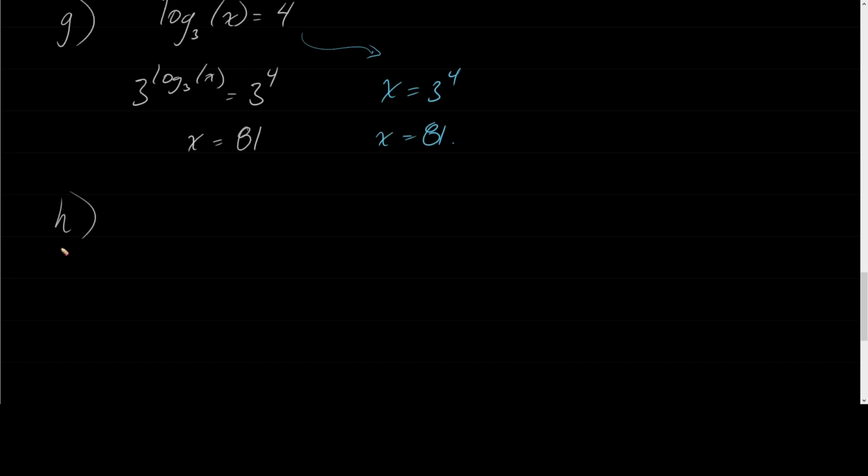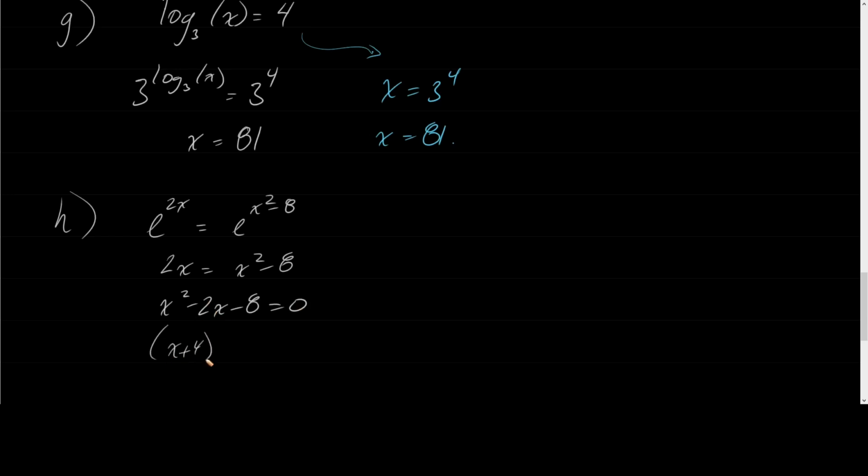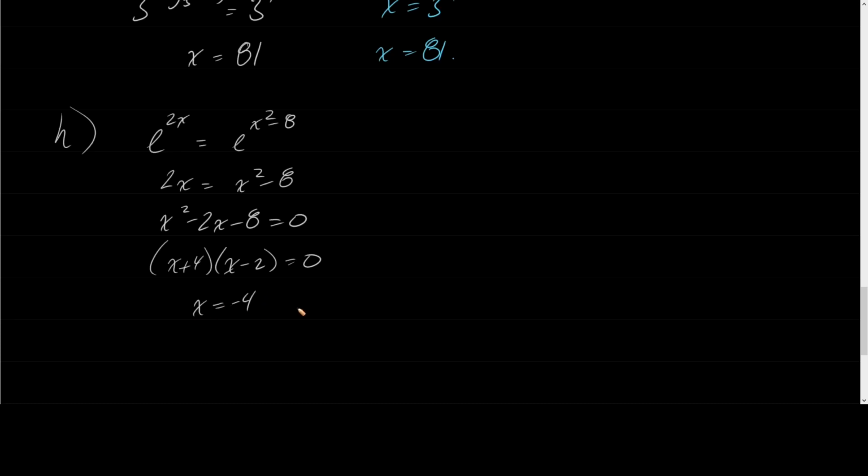Next one, h. Let's take it up another notch. So if I have e to the 2x is equal to e to the x squared minus 8, well, simply, we already have them both on the same base, so we end up with just 2x is equal to x squared minus 8, putting everything on the same side. x squared minus 2x minus 8 is equal to 0. Factoring, x plus 4 times x minus 2 is equal to 0, which tells us that x equals -4 or x equals +2. All right. And in here, well, we know that with exponentials, the domain is always all real numbers, so both of these work just fine.